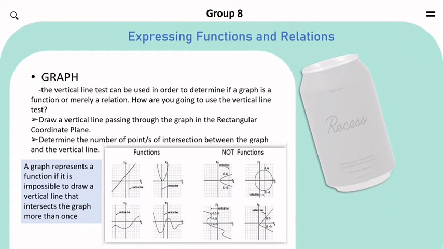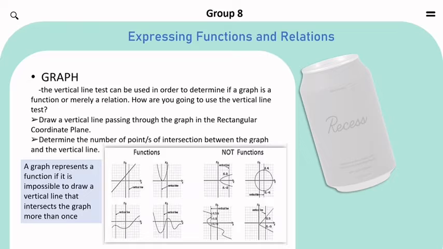Graph. The vertical line test can be used in order to determine if a graph is a function or merely a relation. How are you going to use the vertical line test? Draw a vertical line passing through the graph in the rectangular coordinate plane. Determine the number of points of intersection between the graph and the vertical line.